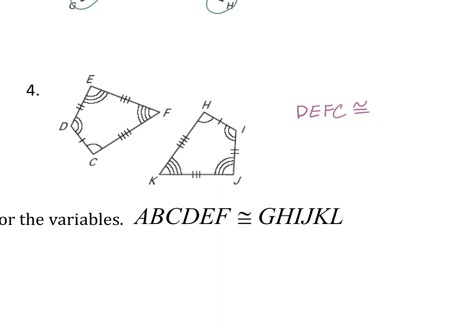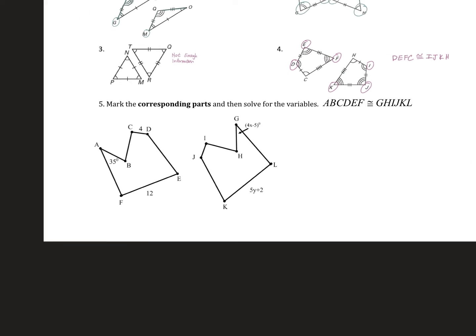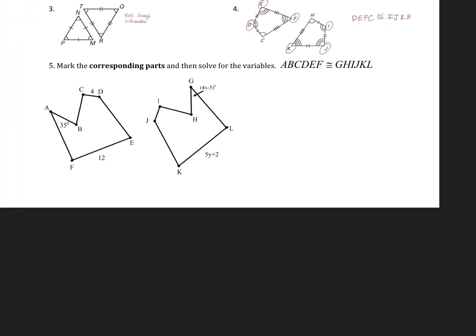So DEFC, my D would have to go with my I. My E would have to go with my J, and my F would have to go with my K, and that leaves C with H. Okay, so you might not have these in the same order as I do, and that's fine, but you need to make sure that whichever spot the D is in on the figure on the left is the same spot the I is on the right, and the E should be in the same spot as the J, and the F to the K, and the C to the H. Okay, one more thing we're going to do here.